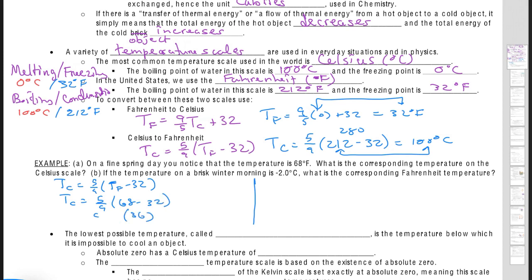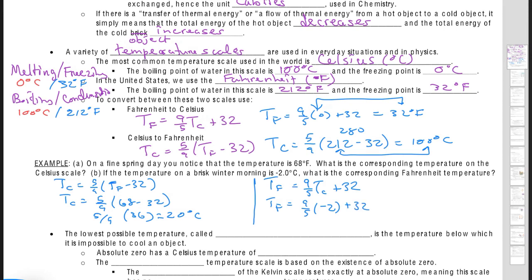I'm doing 5/9 times 36, and that's going to give me a temperature of approximately 20 degrees Celsius. Now, if I want to do the cold winter morning, I'm going to find the Fahrenheit temperature. So I'm going to get 9/5 times the Celsius temperature plus 32. So TF equals 9/5 times -2 plus 32.